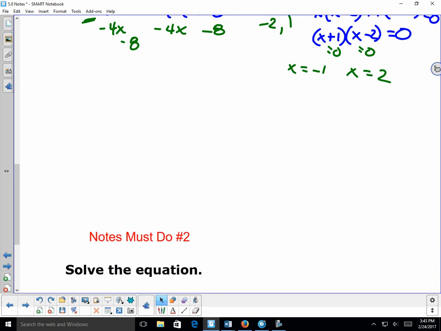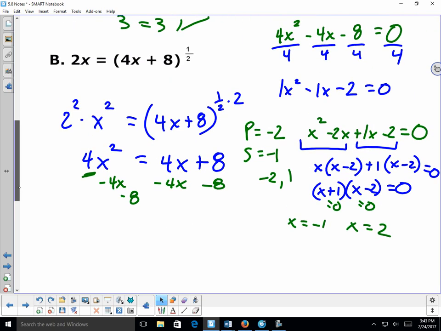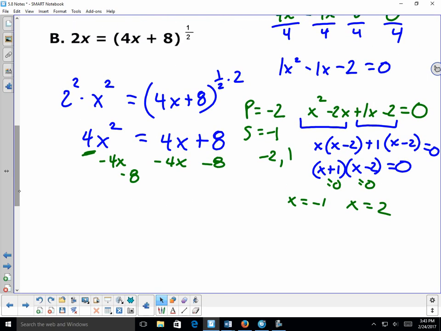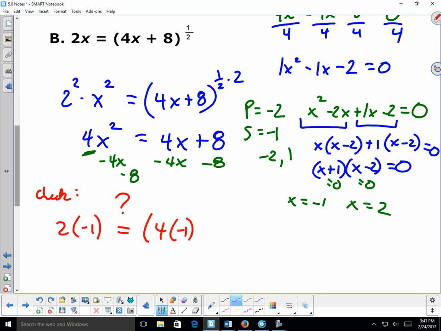Sliding down. Okay, so if I'm going to plug in negative 1 into my original equation, this is my check here. I'm going to have 2 times negative 1. Is that equal to 4 times a negative 1 plus 8 raised to the 1/2 power? Well, on the left, I get negative 2. And on the right, I get negative 4 plus 8 to the 1/2.